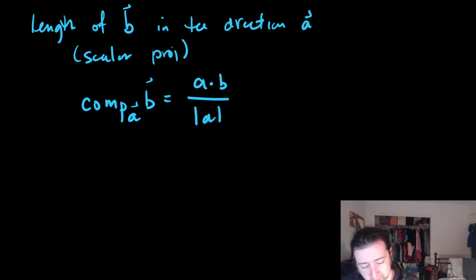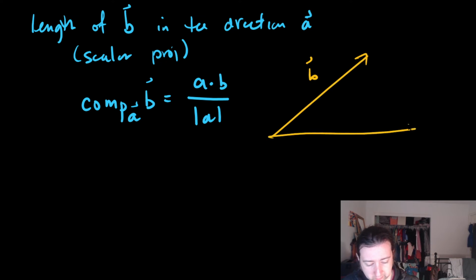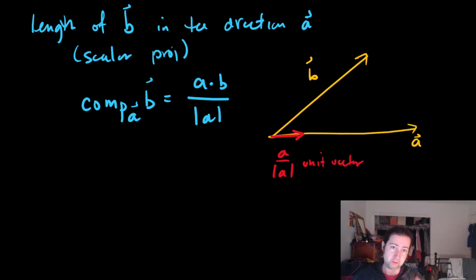So the picture here is, here's B, here's A. If we take A and we divide it by its length, we end up with a little unit vector in the same direction as A. So this is A divided by the length of A, which is a unit vector, a vector of length 1. And then we just need to figure out how many copies of A we need to get all the way out to where the shadow of B falls. And so that's what this distance right here is.